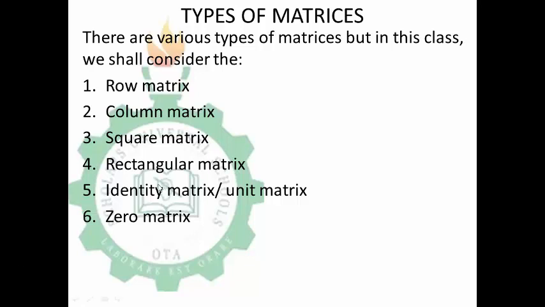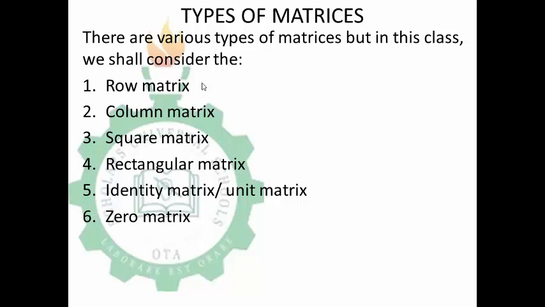When numbers are arranged in horizontal direction, we say the numbers are in a row. But for a column, when we have the numbers arranged vertically, we say it is a column. So we can have a matrix that is just one column. We can have a matrix that is just one row, no column.